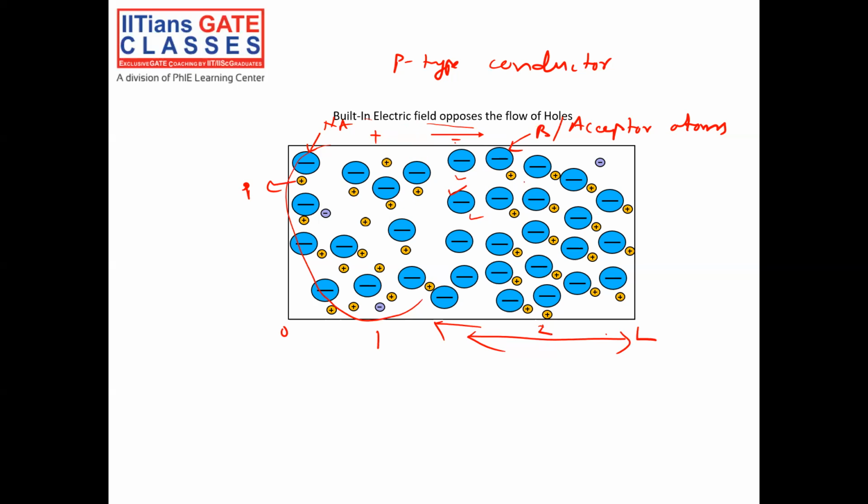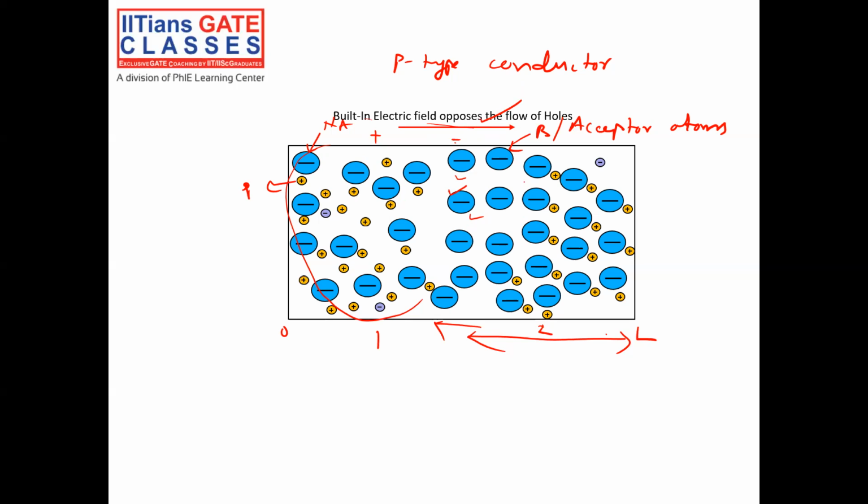So what will happen? Again, further they will move. And what will happen? Again I have negative charges that are exposed, and here I get more positive charge. So the electric field again will increase. See, this electric field got increased.